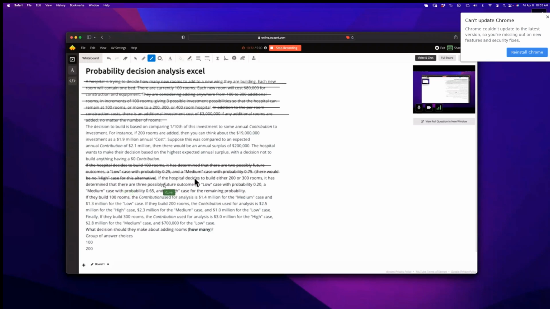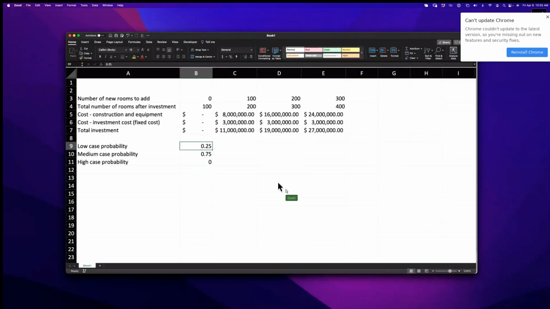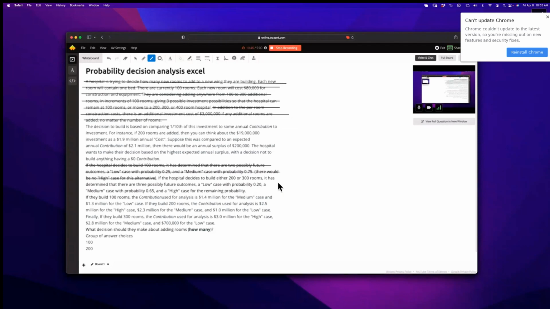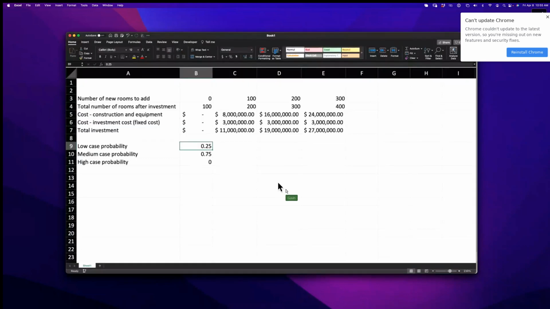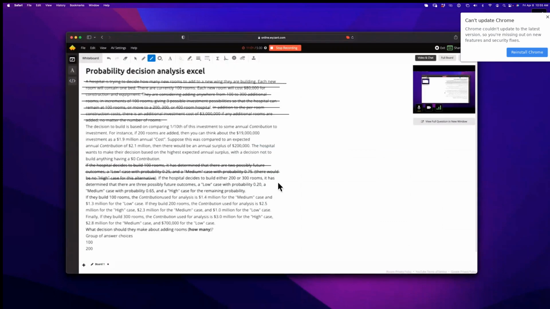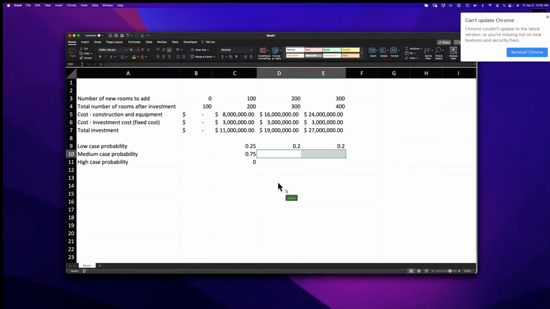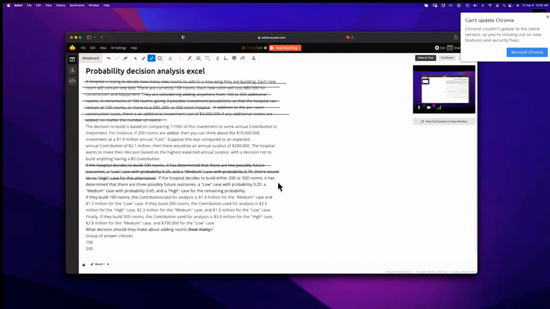If the hospital decides to build either 200 or 300 rooms, it has determined that there are 3 possible cases. Low with 0.20. Oh, so that was for 100 rooms, isn't it? Yeah, so I have to move those. That's for the 0.2 probability for both 200 and 300. Medium is 0.65, and the high case is the remaining probability.